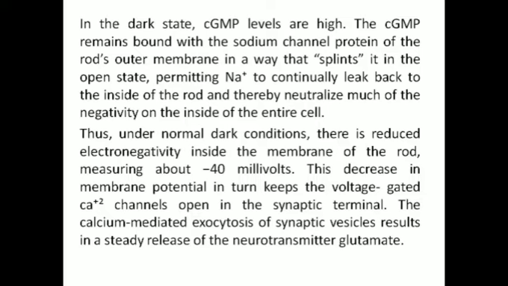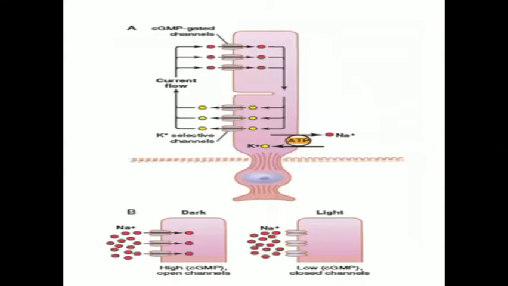This decrease in membrane potential, in turn, keeps the voltage-gated calcium channels open in the synaptic terminal. The calcium-mediated exocytosis of synaptic vesicles results in a steady release of the neurotransmitter glutamate. So, this whole process will be clear in this diagram. This is the rod cell, this is the inner segment, and this is the outer segment.